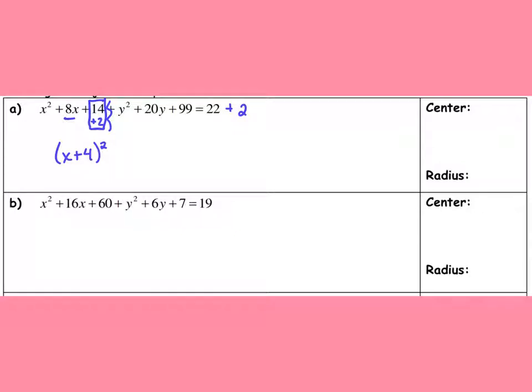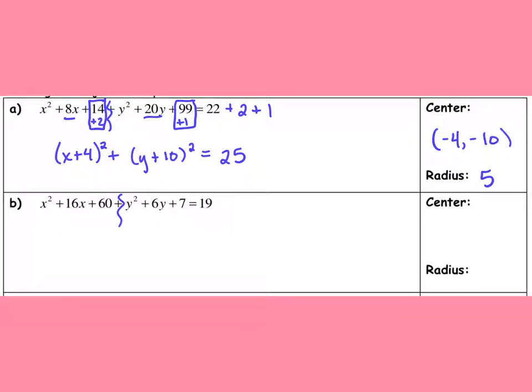For the y value, I'm going to drop down that plus sign from the middle. Take that 20 and divide it by 2. So I've got y plus 10 squared. 10 squared is 100, so I need this to be 100. So I'm going to add 1 to it, which means I also add 1 to the other side of the equation. So drop down my equal sign, and then I've got 22 plus 2 plus 1, which is going to give me 25, which is the same as 5 squared. So that means I have a center of negative 4, negative 10, and a radius of 5.